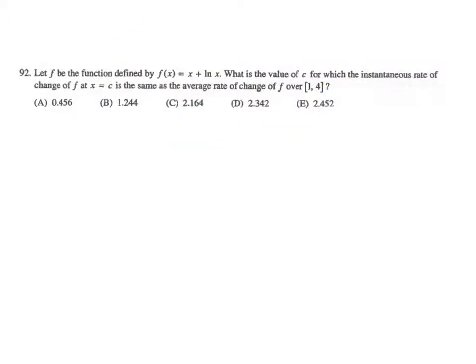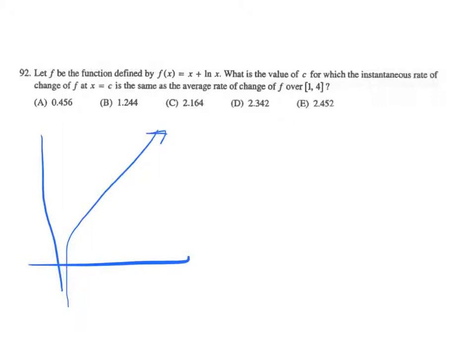All right, so for 92, let f be the function defined by x plus natural log of x. What is the value for which the instantaneous rate of change of f at x equals c is the same as the average rate of change over the closed interval 1 to 4? Well, if you graph this function, it's not the most exciting graph. It kind of looks like this. And so we're looking at from 1 to 4.